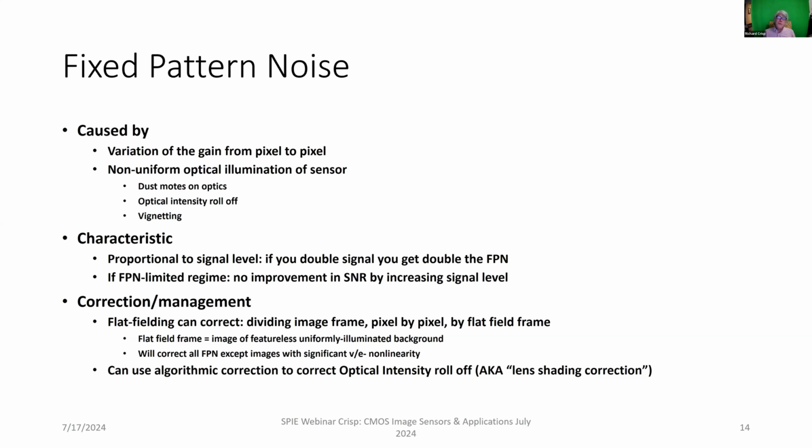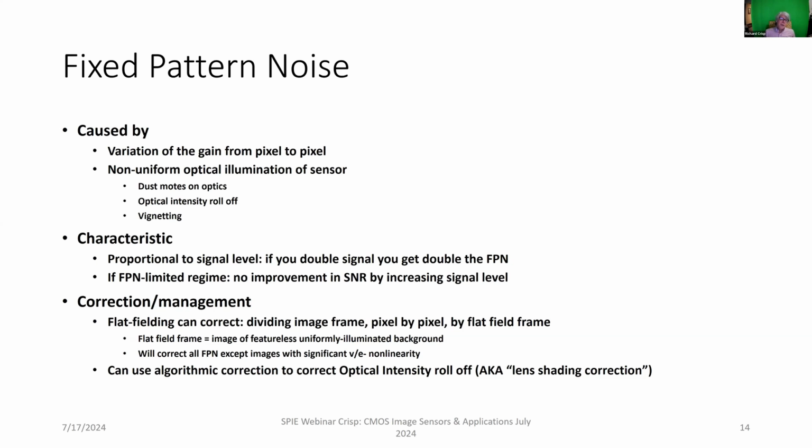And essentially what you do with flat fielding is you create a calibration image, which would be an image of a plain uniform background that should be a featureless image. But any feature you see in the image is actually the fixed pattern noise of the image. So if you have a good flat field image, then you can divide that into your real image pixel by pixel and eliminate the fixed pattern noise that way.